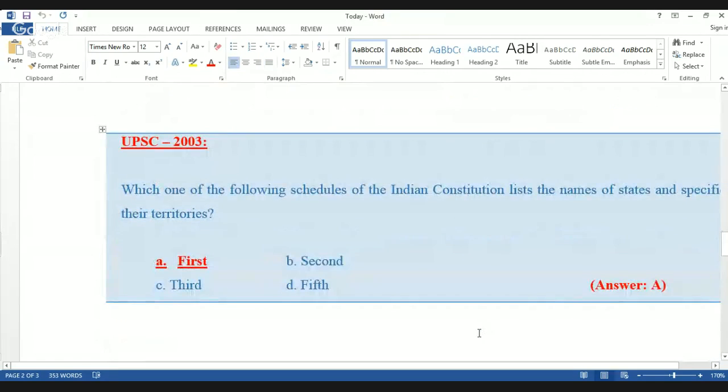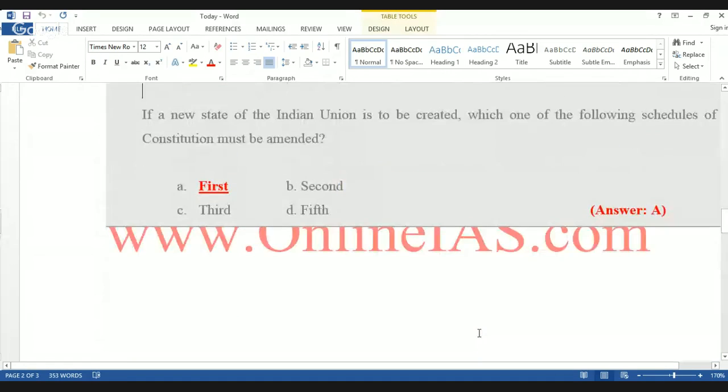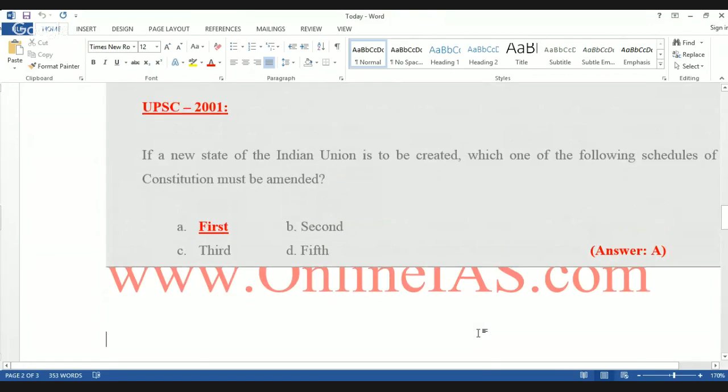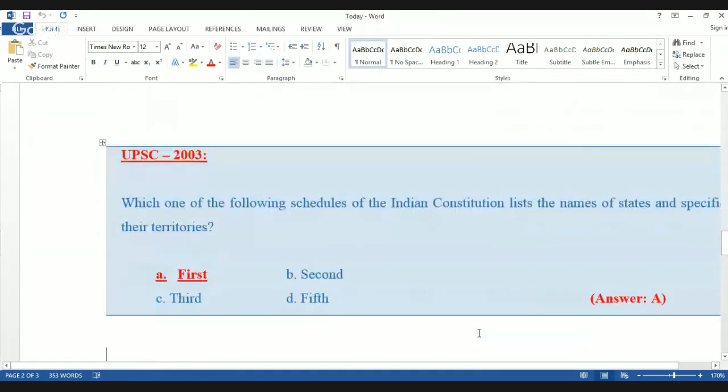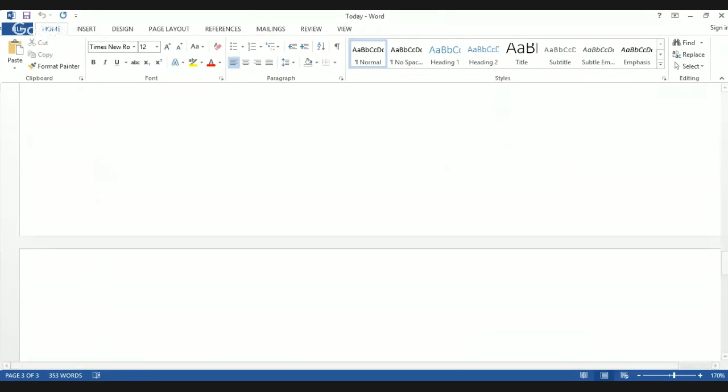Look at this. Which one of the following schedules of the Indian Constitution lists the name of states and specifies their territories? Answer is the first schedule. Similar type of question. It was asked by UPSC, one in 2001, and the second one in the year 2003. Is it okay? Now, let me come back onto the screen.